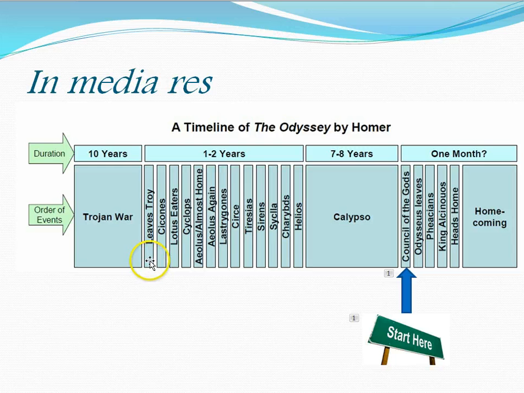After he leaves Troy, he goes to the coast of the Cicones. He visits the Lotus Eaters, the Cyclops, Aeolus, Lacedaemonians, Circe, Tiresias and the Land of the Dead, Sirens, Scylla, Charybdis, and Helios. Now, these are all just really strange names because you haven't read about them yet. But all of these adventures take place in just about a year to 2 years.